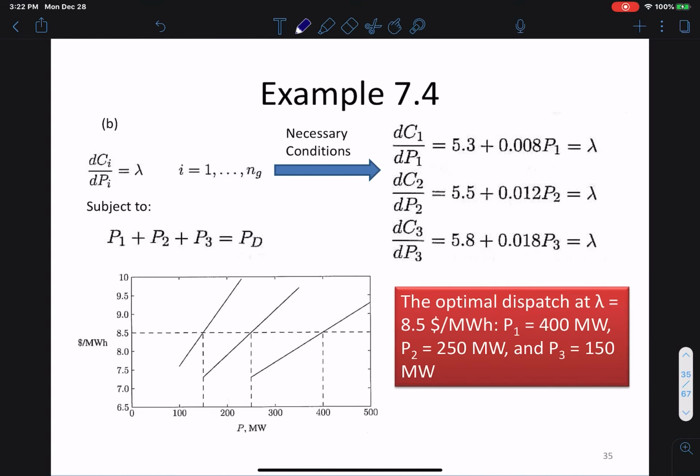Now let's go to the graphical method. If I plot these three functions with the MATLAB plot function, you can see that all intersect at this point over here. At that point, I have 400, 250, and 150 for the generation.